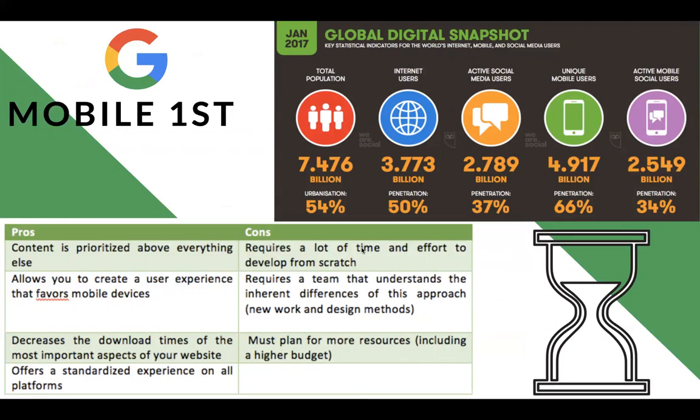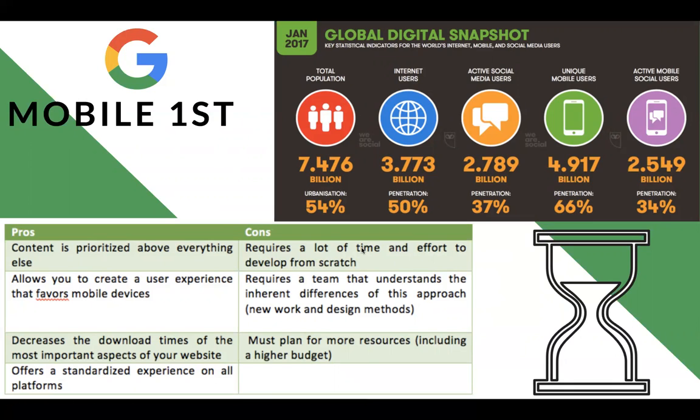The pros: content is prioritized above everything else. Now the content on your website is more important technically than the design in a lot of ways. It allows you to create a user experience that favors mobile devices. It decreases the download times of the most important aspects of your website. And it offers a standardized experience on all platforms, which is what Google wants. It wants the function, the layout, how a website renders, to be the same across all platforms when somebody is looking for a service.